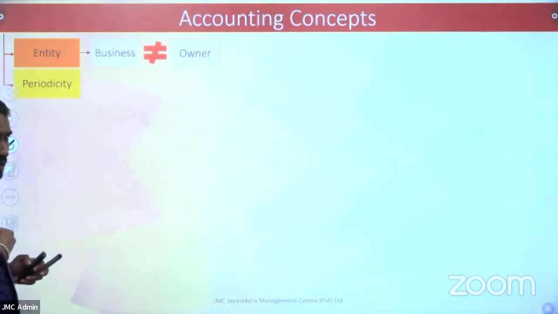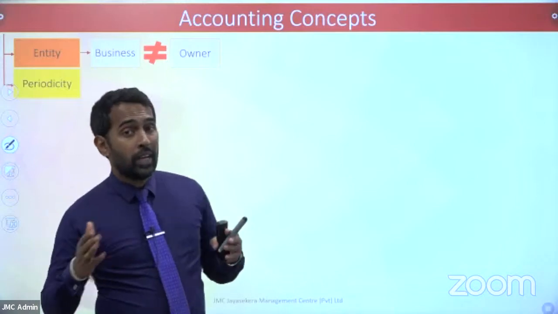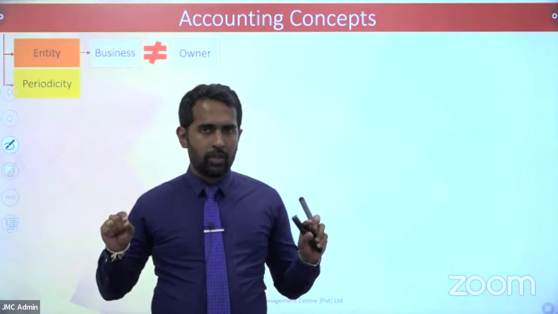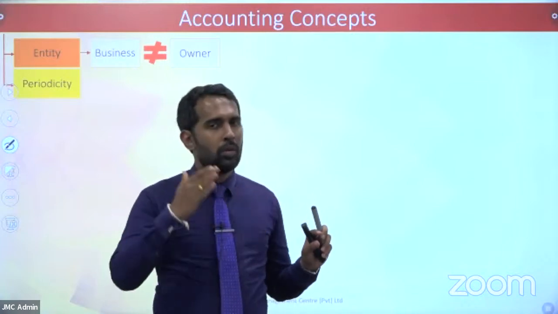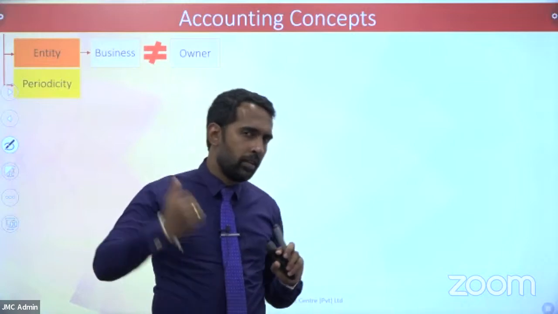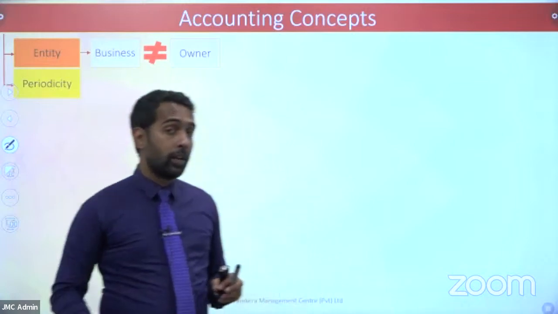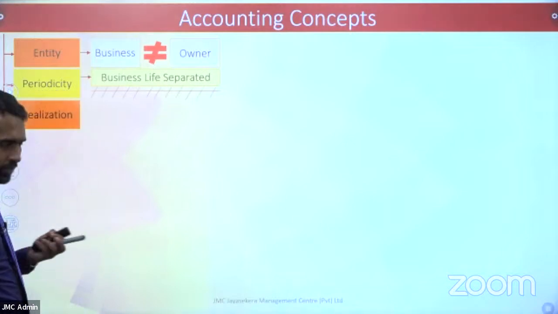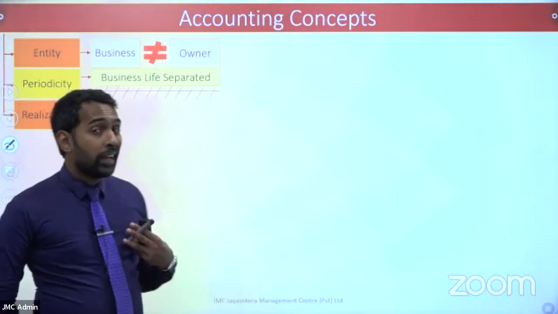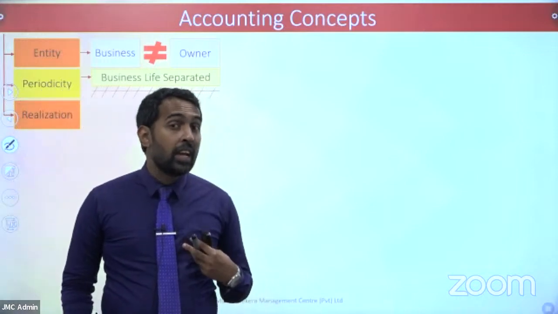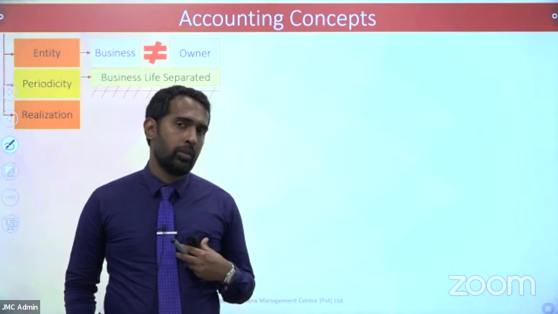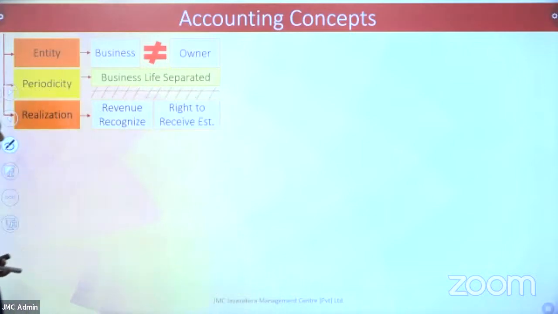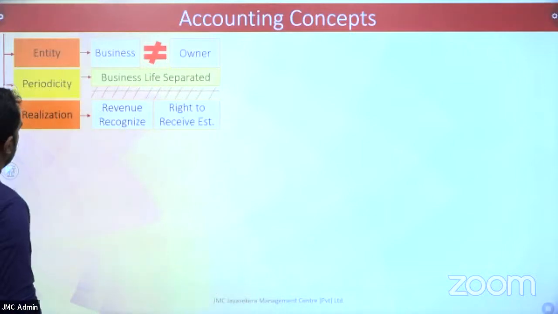Right? Then periodicity concept. So we have to prepare our financials. We have to ascertain the profit for a specific period. Indefinite life of the business separated into periods to measure the performance, calculate the profit, pay the dividends, pay the taxes for the regulatory requirements. Business life separated. Realization concept. We can recognize an income when it is realized, when we have the legal right to receive the money. That means when we have delivered our promise. Recognize the revenue when the right to receive is established.